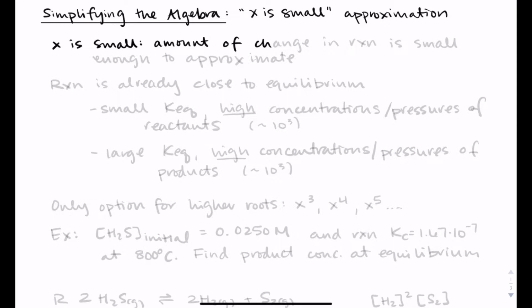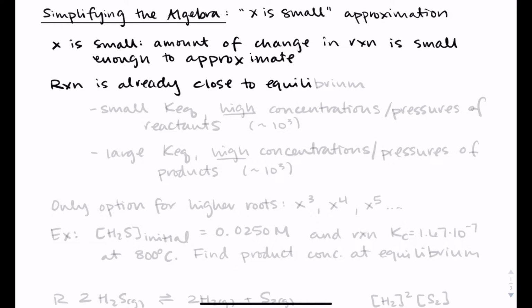But what you should take away from when can I use x is small is that what x is small means in the context of an equilibrium problem, well, x is what goes into our change row. So we're saying if the amount of change in a reaction is small, we can sometimes approximate what's happening to that reaction. And sometimes it works, sometimes it doesn't. If it doesn't, that's okay. We have another method for getting through all of this.